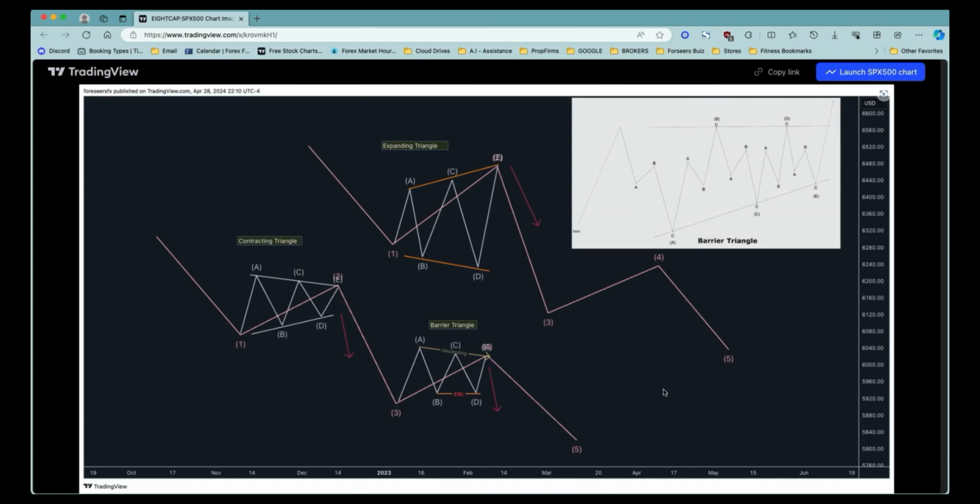So again, here are your triangles. You have your contracting, you have your descending or barrier triangle, and you have your expanding triangle. And then again, it's made up of overall larger waves. So here you have your A, B, C, D, E on the overall higher time frame. And then inside your higher time frame, you have A, B, C, repeated for each of the five legs.